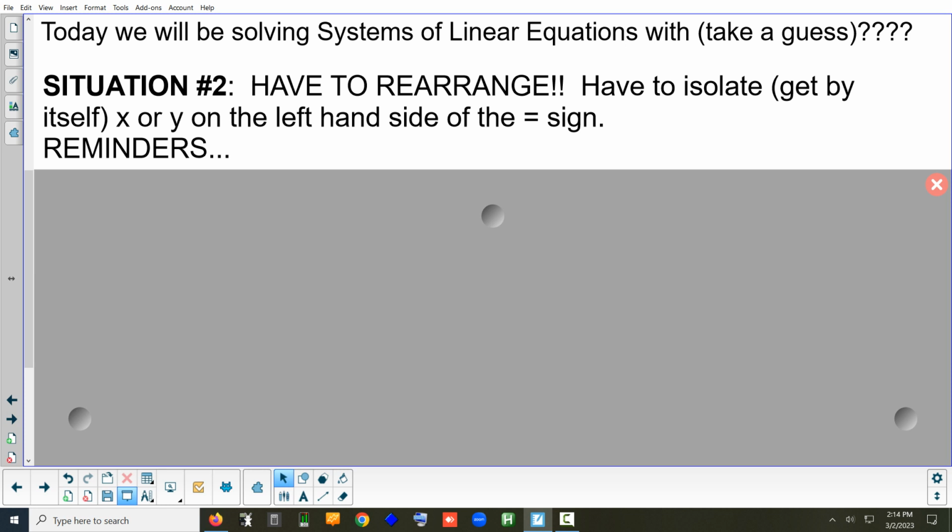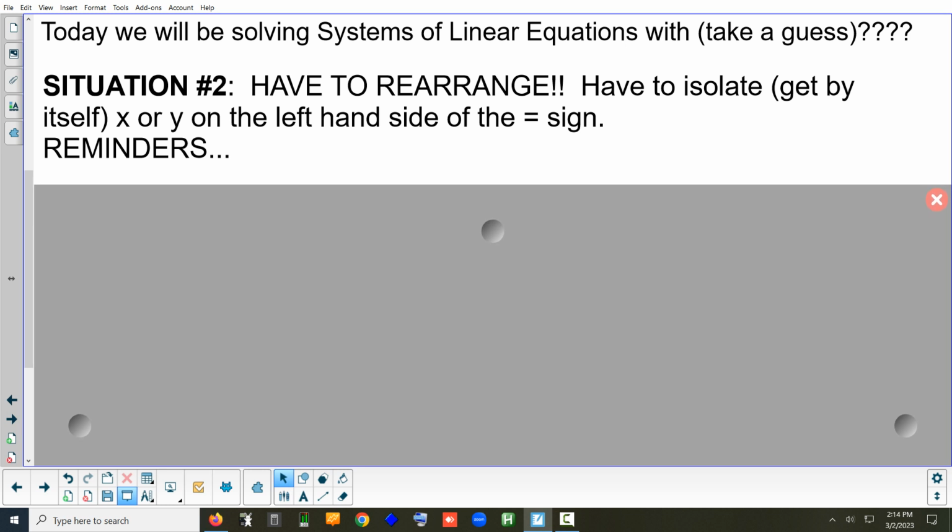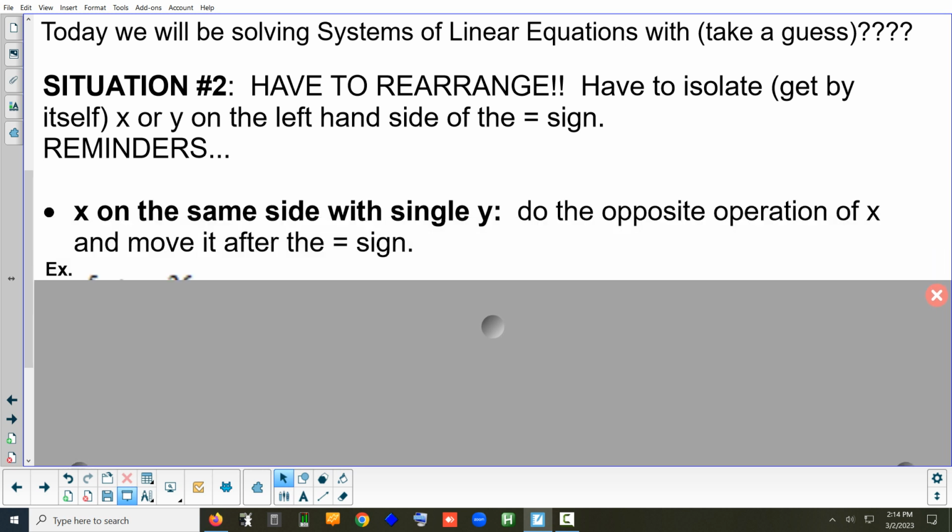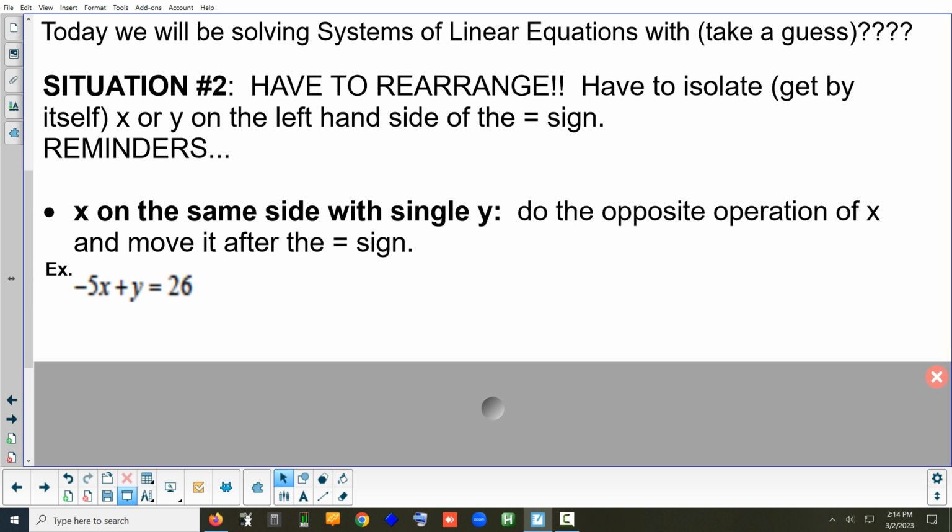What letter do you have to get by itself? It doesn't matter. You can get x by itself, you can get y by itself, but you have to get a letter by itself. So let's just review kind of what we did in the warm-up and how do you move something to the other side?